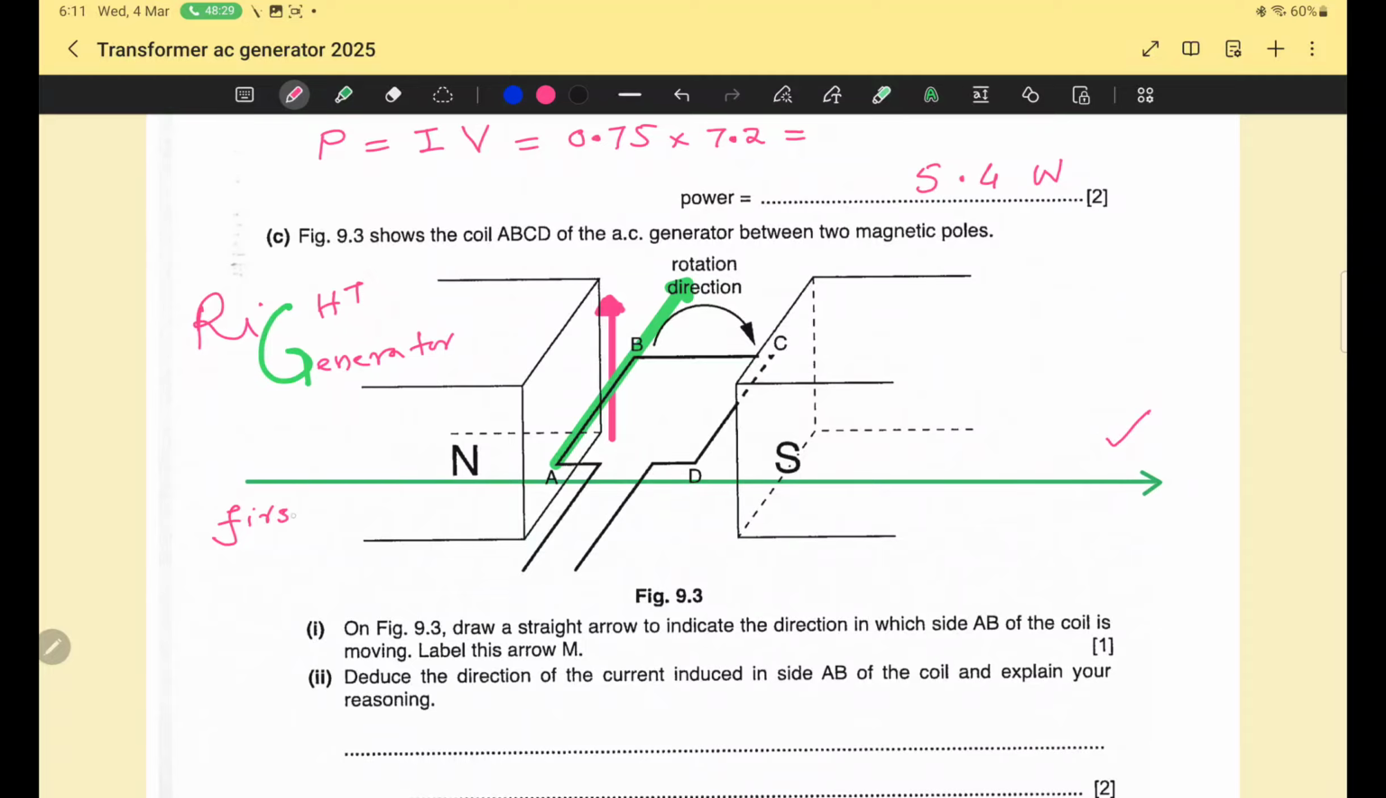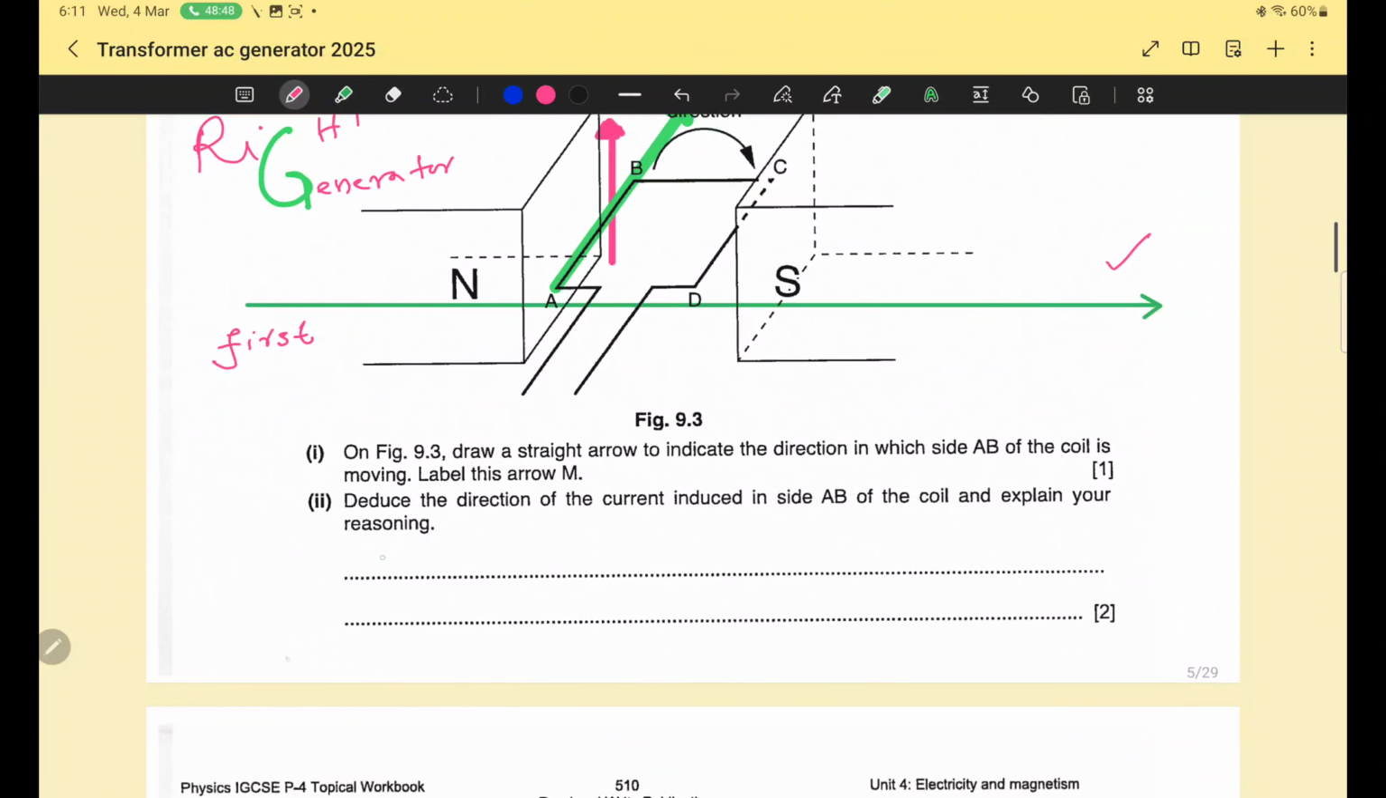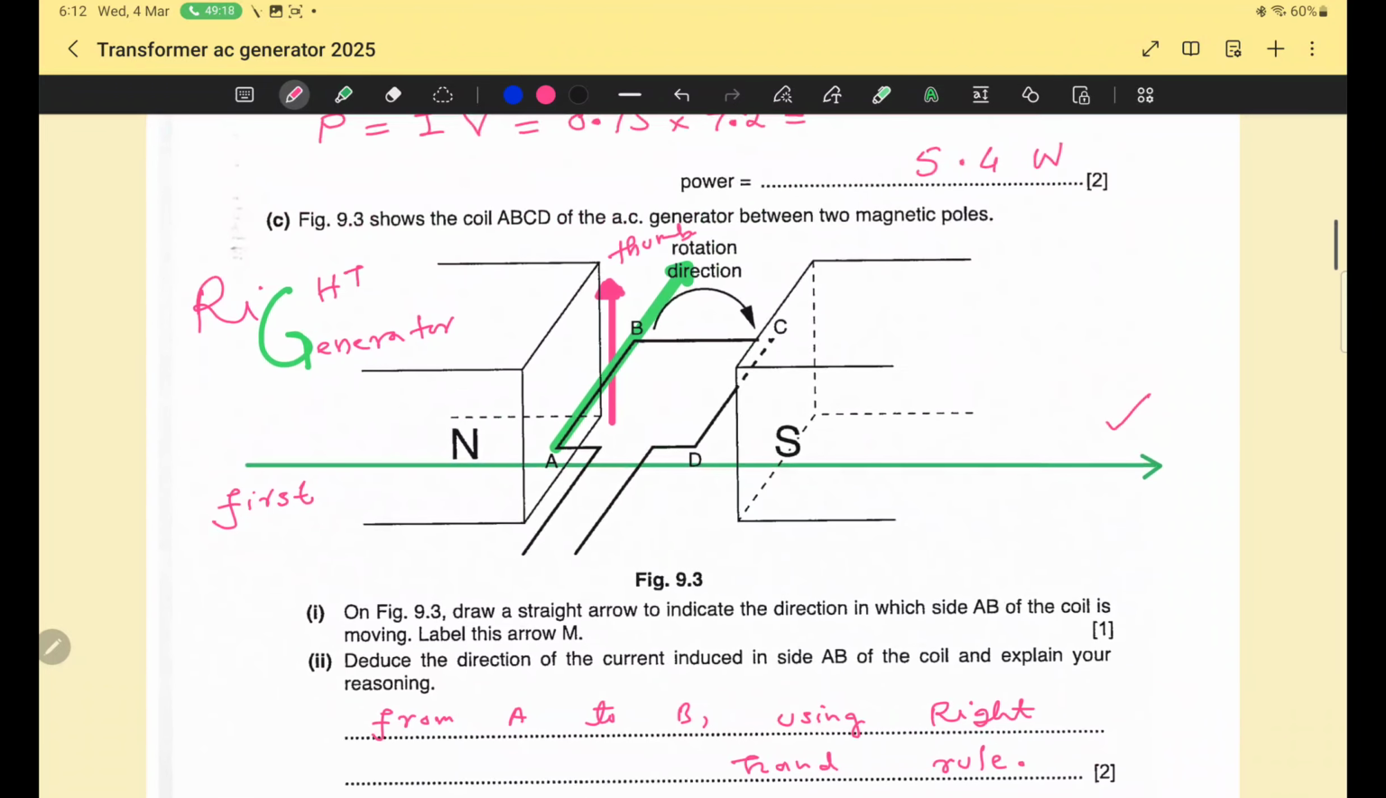My first finger is north to south, my thumb is pointing upward, and then my second finger is pointing from A to B. Using the right hand rule, the direction of current is from A to B.